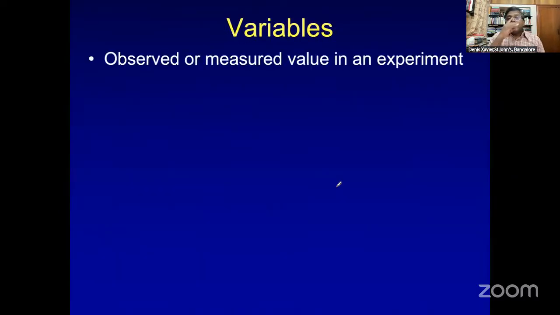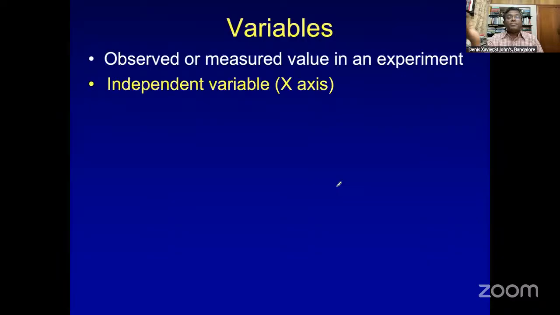Variables. What we observe or measure in an experiment is called a variable. Anything that varies is called a variable. Okay, and that is on the x-axis. X-axis is sleeping axis, lying down. Sometimes we get confused, right? Which is x-axis? So standing is y, sleeping is x.